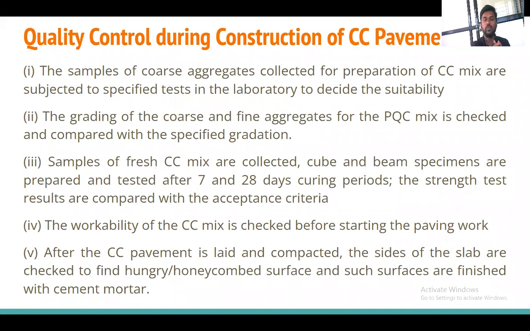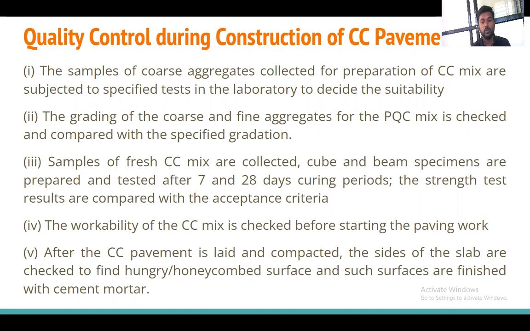The workability of the cement concrete mix is checked before starting the pavement. Okay. The workability also needs to be checked before the application of the cement concrete. Now we have seen in that video, M40 or M45 concrete is used. And for that, how much workability did they maintain? By using the slump test, the workability is maintained at 15 to 25 mm.